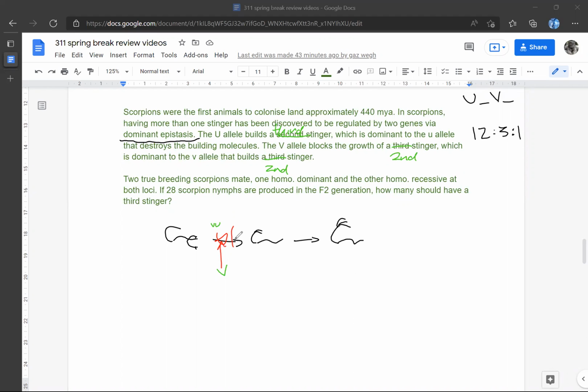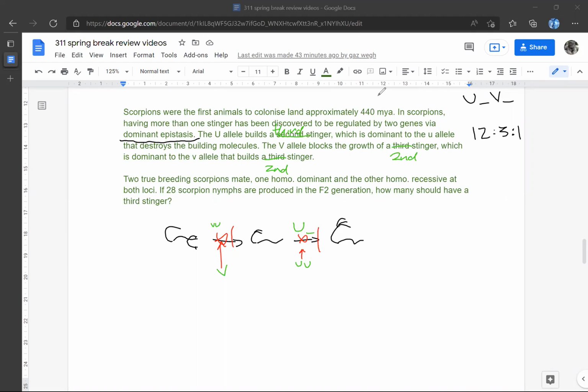And then if we have a capital U allele, that's U, it will allow the building of even a third stinger after we have successfully built a second stinger. But having a homozygous recessive genotype at this U locus is going to stop us in our tracks and block us from moving on to 3 stingers.